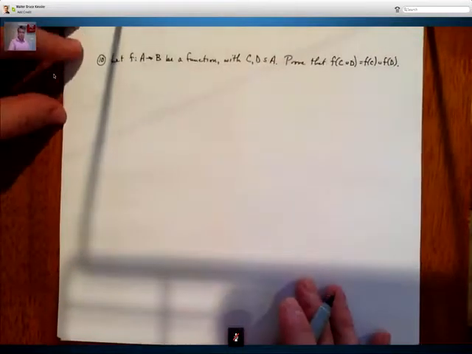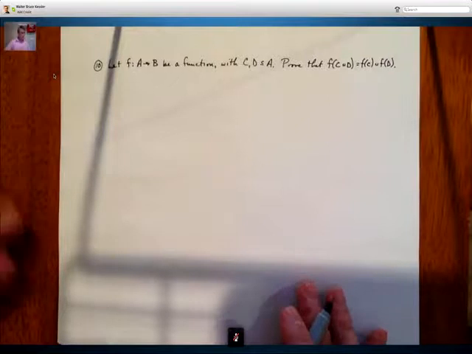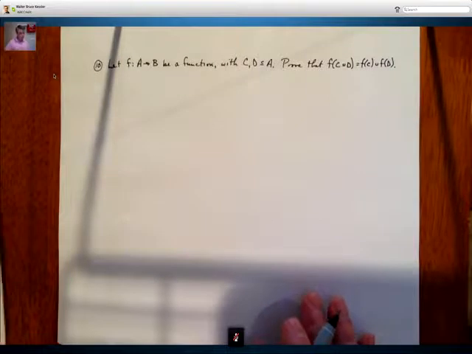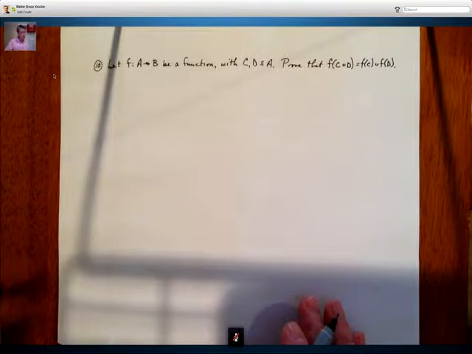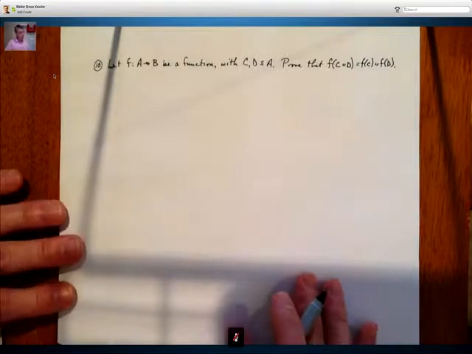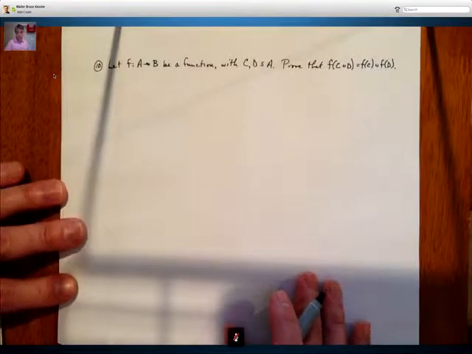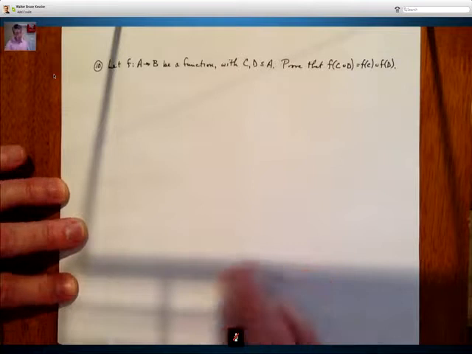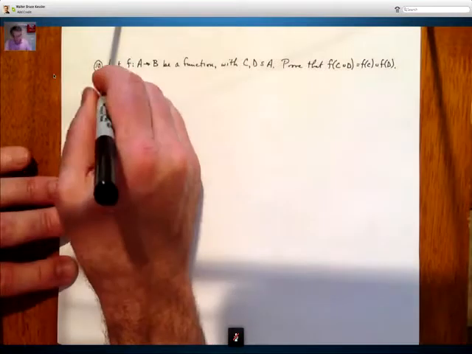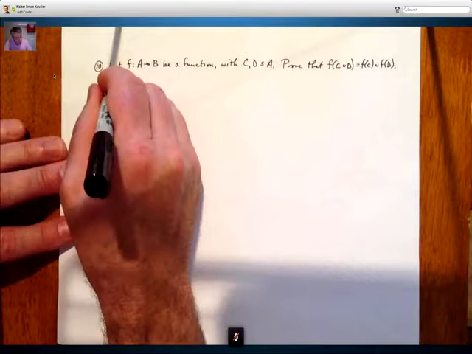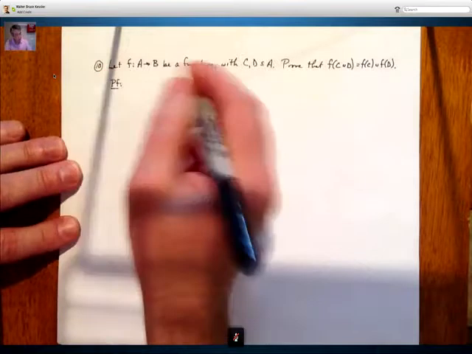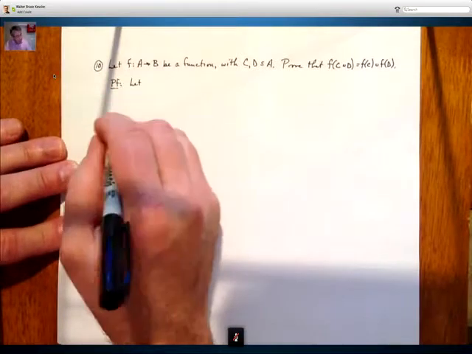Problem 10 here says, okay, you've got a function A to B, C and D are subsets of A. Prove that f of the union of two sets in A is the union of their images, f of C and f of D. So again, to prove sets are equal, we do the double set inclusion.